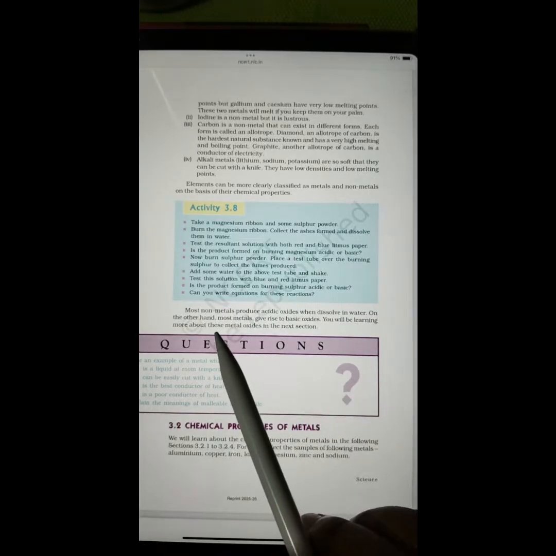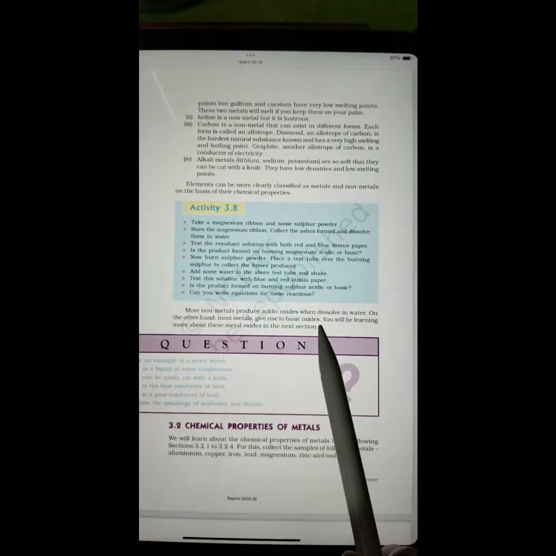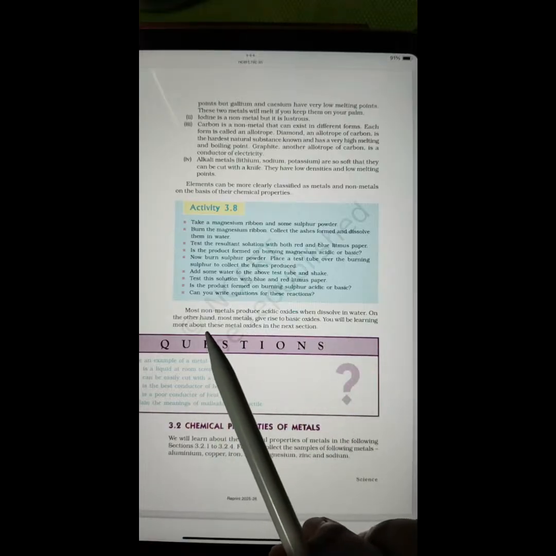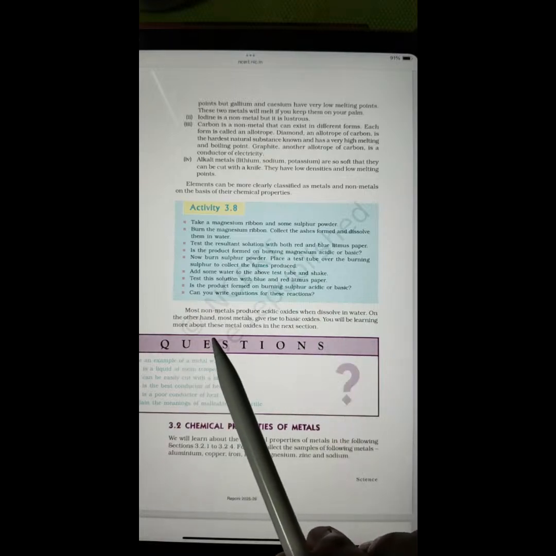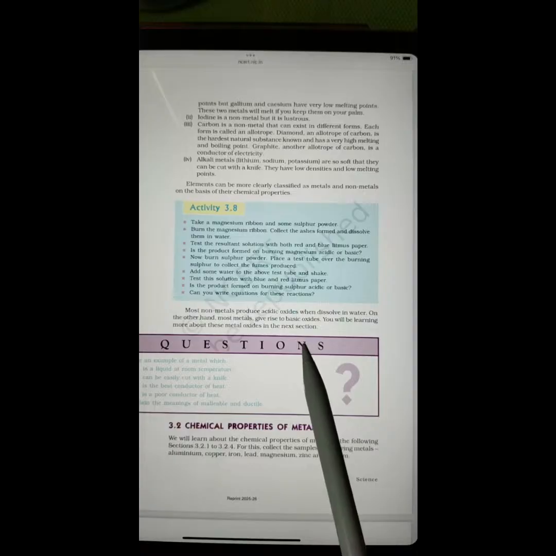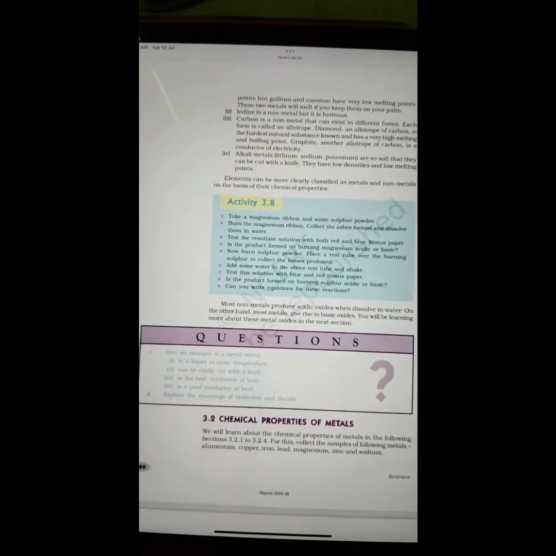Most non-metals produce acidic oxides when dissolved in water. On the other hand, most metals give rise to basic oxides. You will be learning more about these metal oxides in the next section. In-text questions.